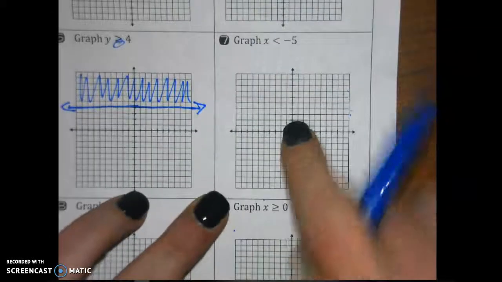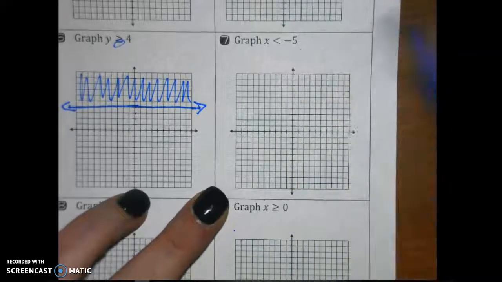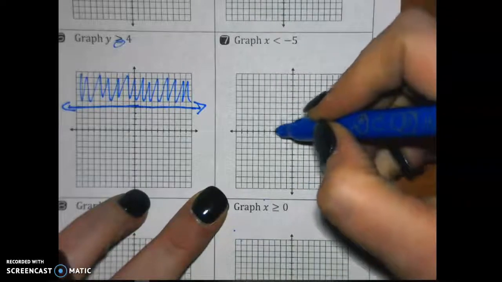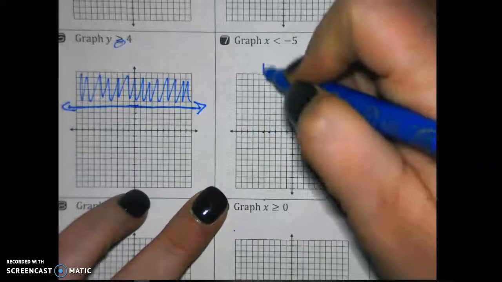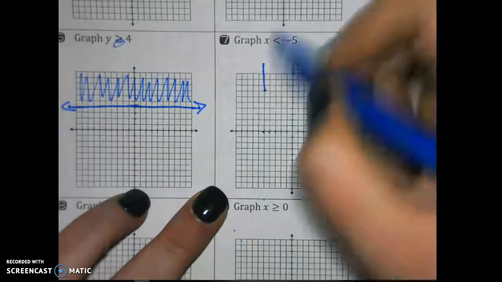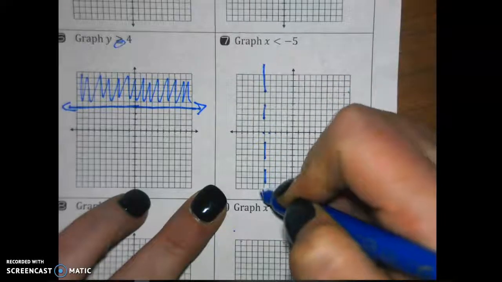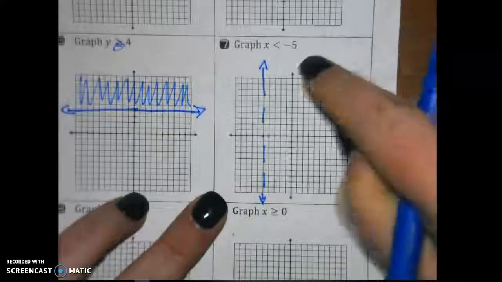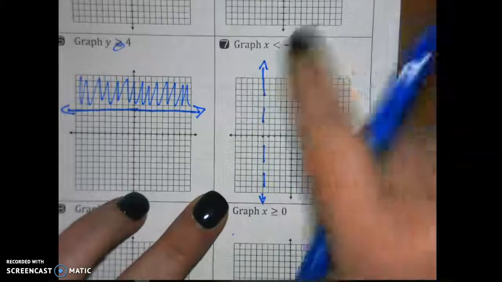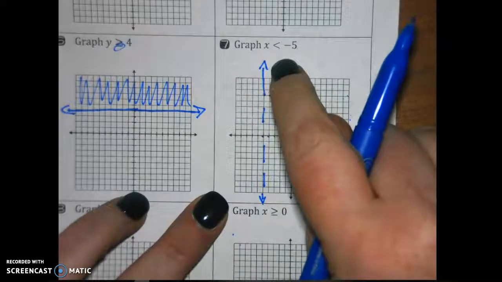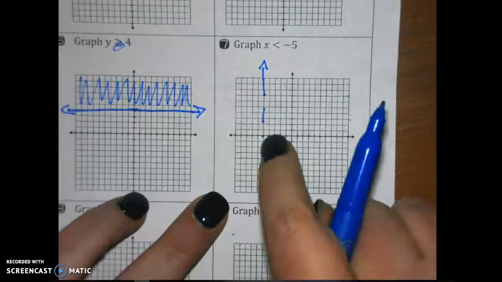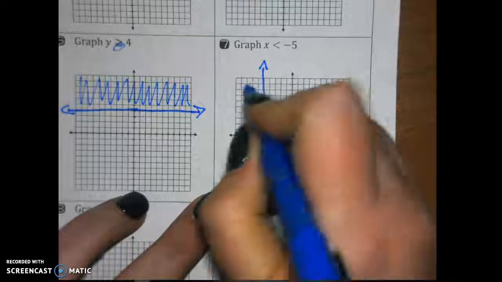What about this one right here? This one's weird. X is less than negative 5. So I'm going to go to negative 5. 1, 2, 3, 4, 5. Oh, wait. It needs to be dashed. That's just a big dash. Don't laugh at me. Okay. So that's a dashed line because this isn't just a less than. And I need all the things less than negative 5. That's over here.